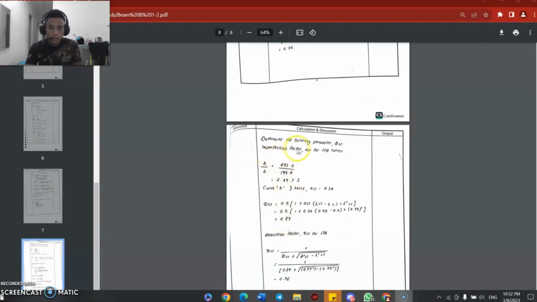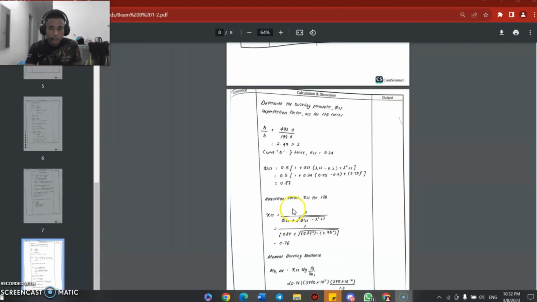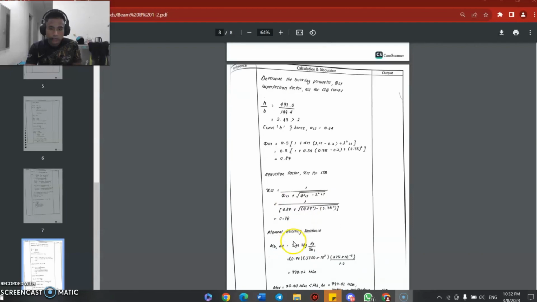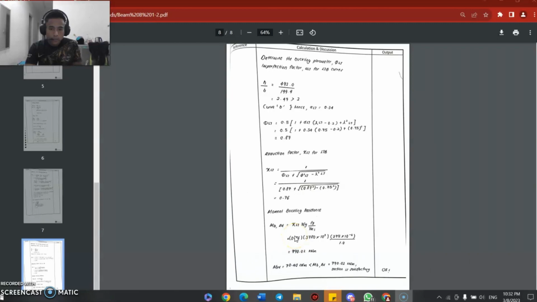Untuk determine the buckling parameter saya mendapat 0.87. So reduction factor saya dapat 0.76. Result terakhir saya mendapat OK, iaitu MED 70.40 kN/m, lebih kecil dari MBRD 79.02 kN/m. Jadi section is satisfactory.